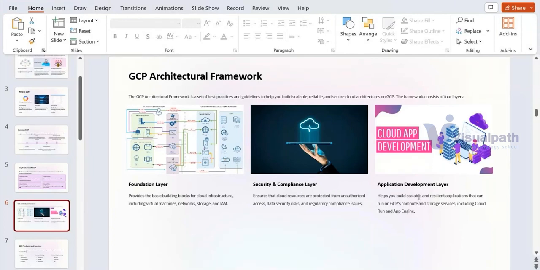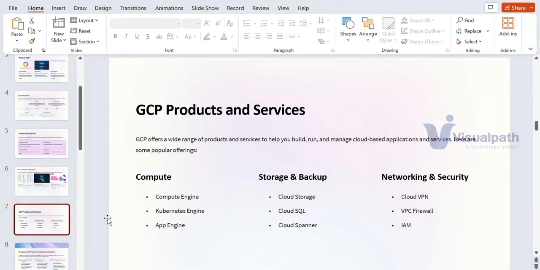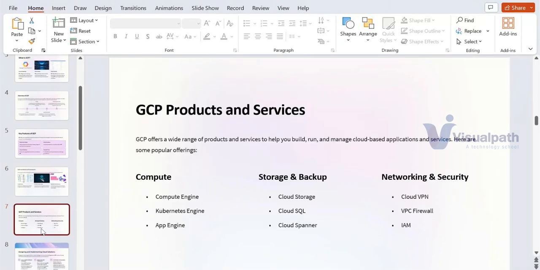And the third layer would be your application development layer, where we will use either GKE or Google App Engine or Cloud Run on these aspects, right? So the slide before, I was talking at a very high 10,000 feet level, but the next one is just naming a few services that are part of those layers that we had talked about, right?